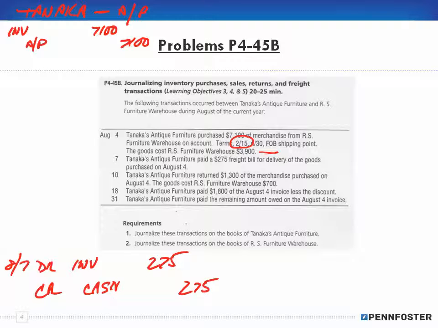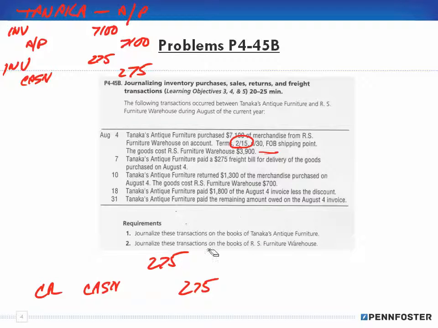Now remember, from RS's perspective, from the other problem and video, they're making a sale, and if they paid for the freight, that would be an expense to them because revenues have to be matched up with expenses. But for Tanaka, it's just simple, it gets applied to the inventory.